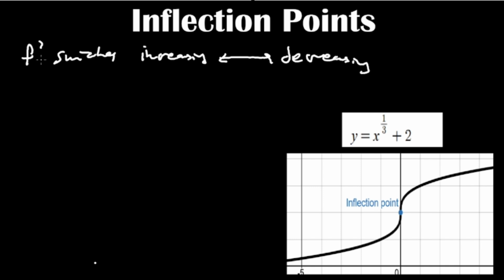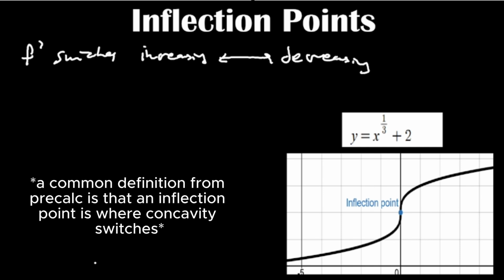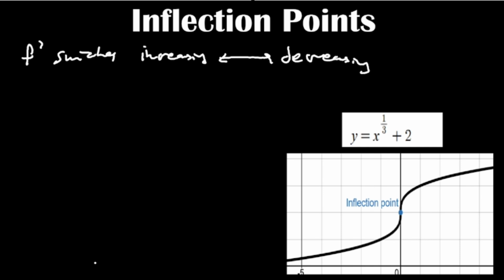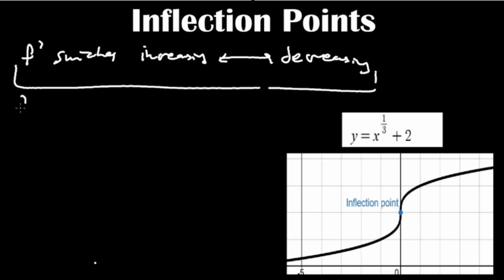Remember, your first derivative is just your rate of change. So this is saying the same thing as that definition you might have heard in pre-calculus. Well, f prime switching from increasing to decreasing means that f double prime, your second derivative, switches from positive to negative or vice versa.